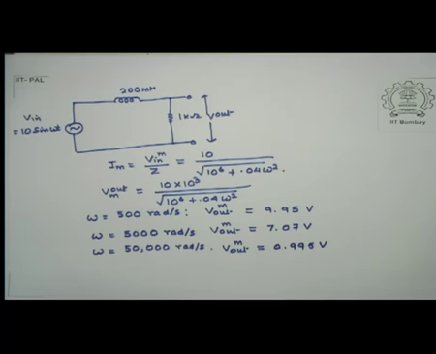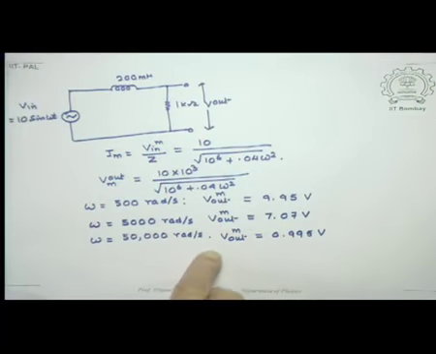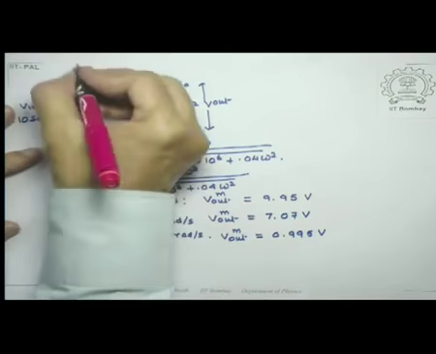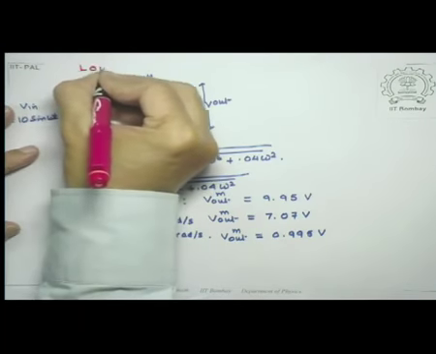So you notice that as frequency increases, the output voltage becomes smaller and smaller. Alternatively, as frequency decreases, the output voltage becomes bigger and bigger. Therefore, the circuit that I have shown here is what is known as a low pass filter.